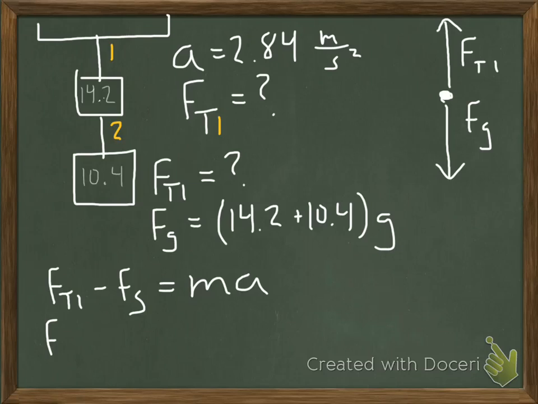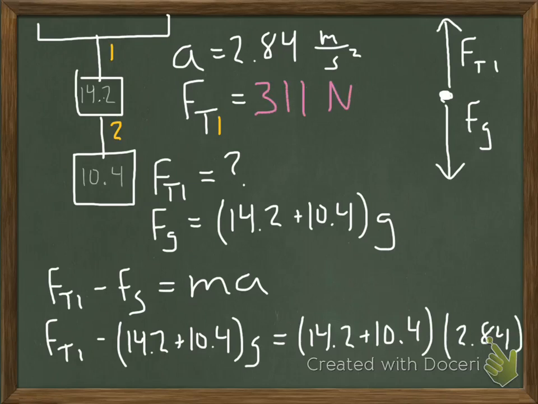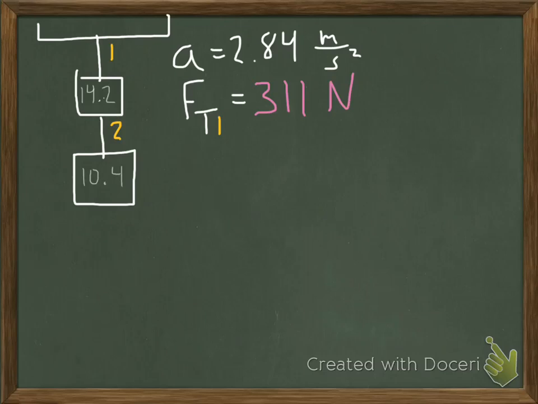And keep in mind, we're talking about the mass of the entire system, the acceleration of the entire system. We're treating both blocks as one unit at this point. So let's plug in. Force of tension 1 is unknown. The force of gravity is mass times g, and that equals the combined masses times the acceleration. And then we can solve for force tension 1, and we get 311 newtons.